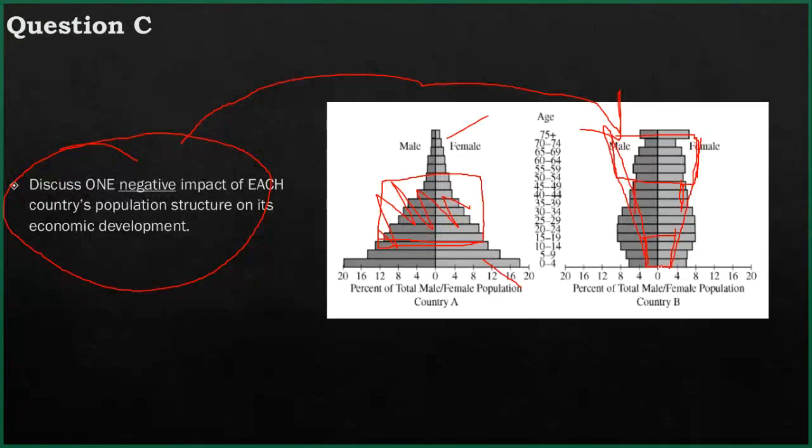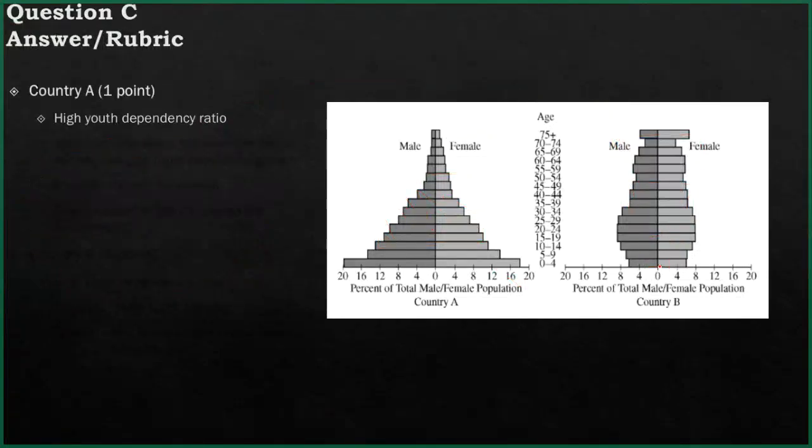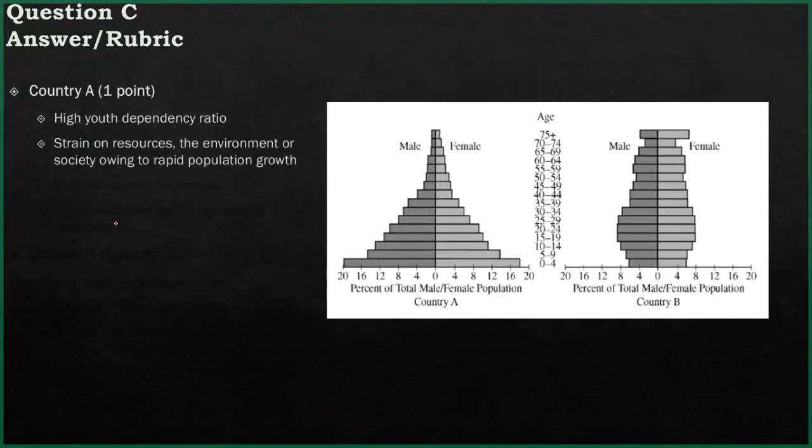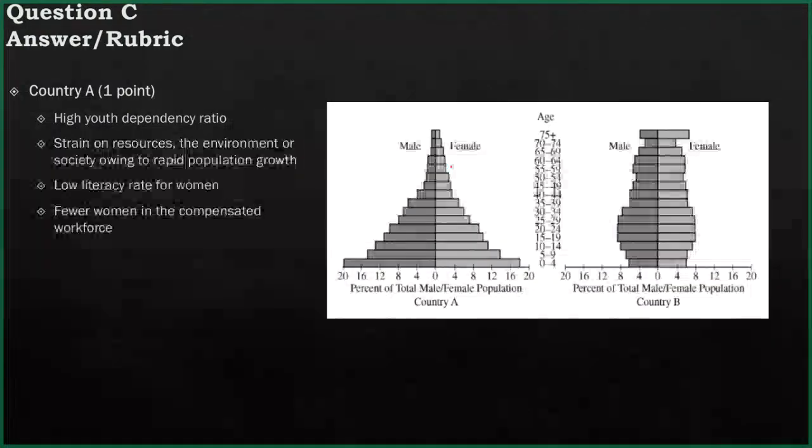So College Board says country A's negative is a very high youth dependency ratio, exactly what Matthew said. So a strain on resources, the environment, or society owing to rapid population growth. You're going to see that this population is going to explode in the future, very similar to the way India or China went. They had a very large youthful population and they started implementing child restriction laws. They probably have a low literacy rate for women, assuming that because this is a stage 2 country, and fewer women in the compensated workforce.